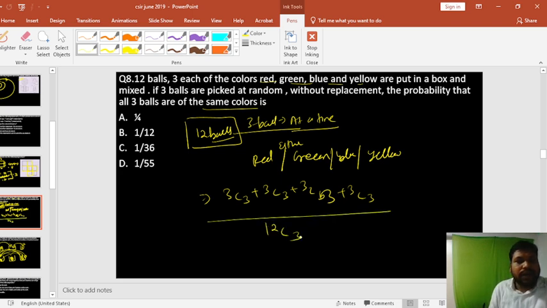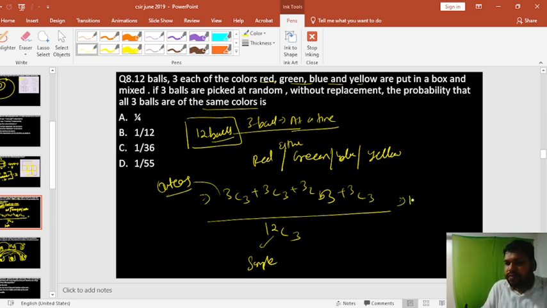The 12 you are taking out 3 balls. So this one is called the sample space, and this is called the favorable outcomes. If you simplify here, then 3C3 value is 1, plus 1, plus 1, plus 1. And 12C3 is nothing but 12 factorial divided by 9 factorial into 3 factorial. And that one you have to simplify.